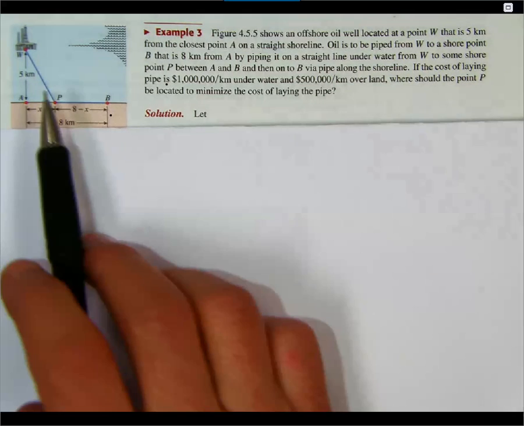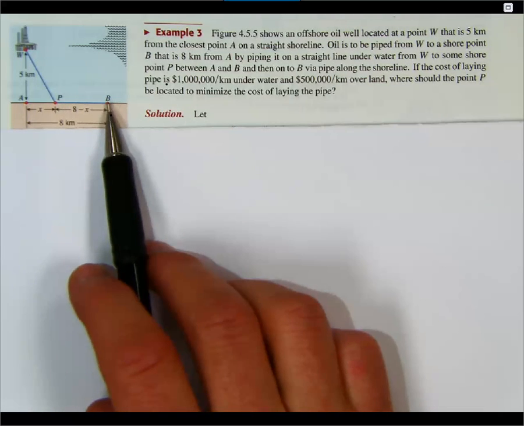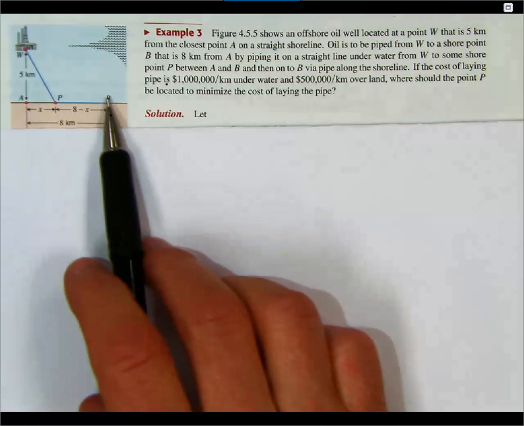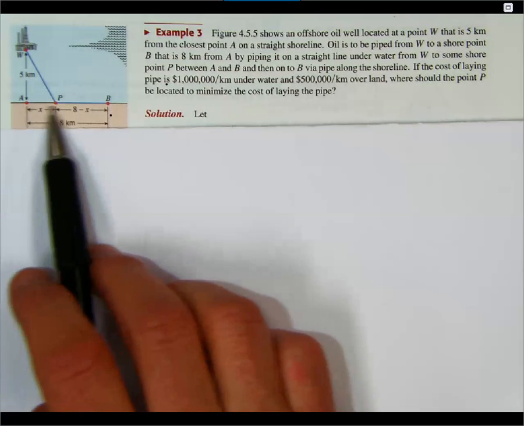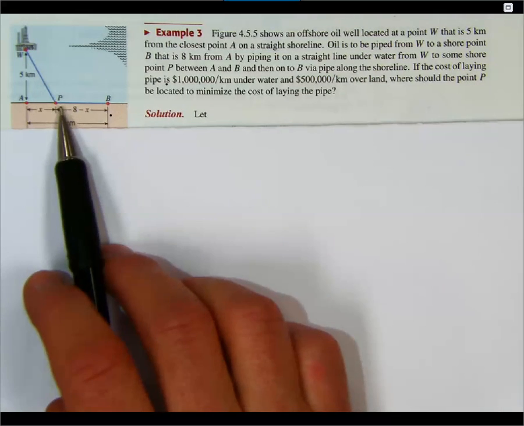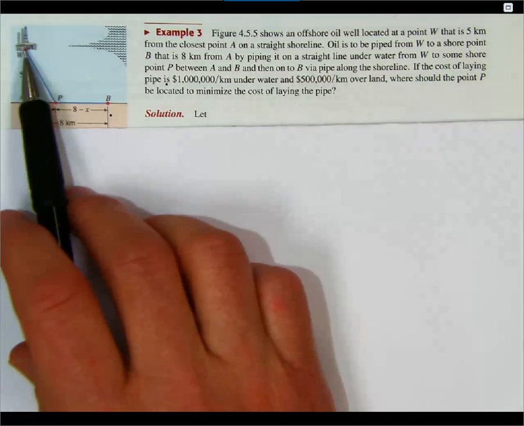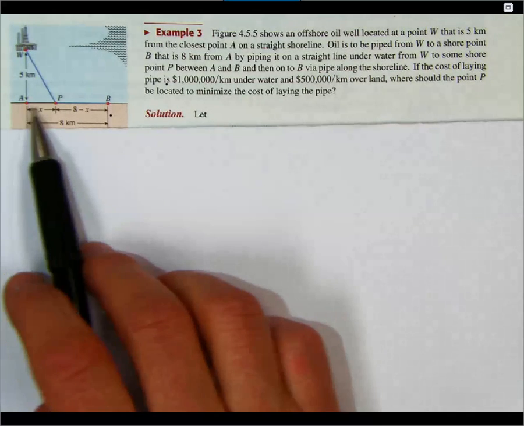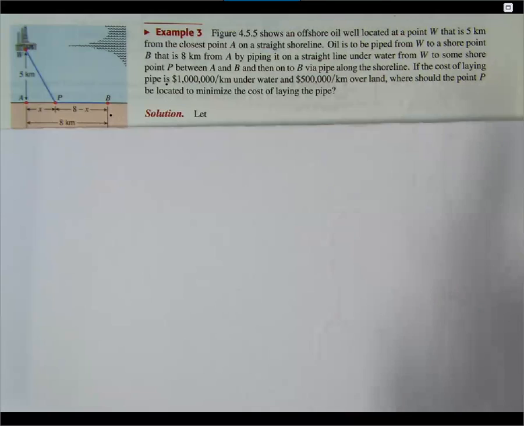So what that means is we need to get the oil from W over to B. Now, is it going to be a straight line all the way underwater? Is it going to go straight to A and then over to B? Is it going to travel along some diagonal path to P and then to B? So is it all underwater? Is it a short distance underwater and then all over land? Well, it has to do with the calculus that we're going to do in just a moment.